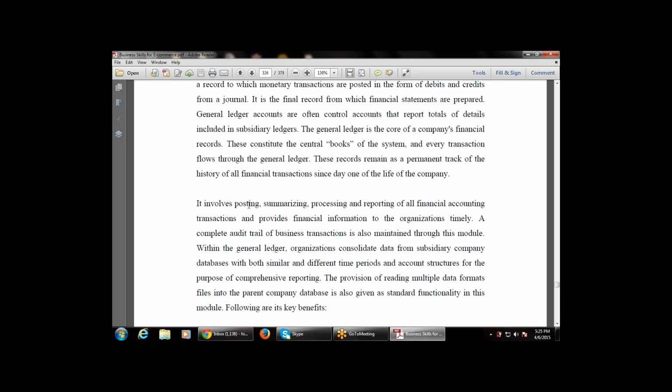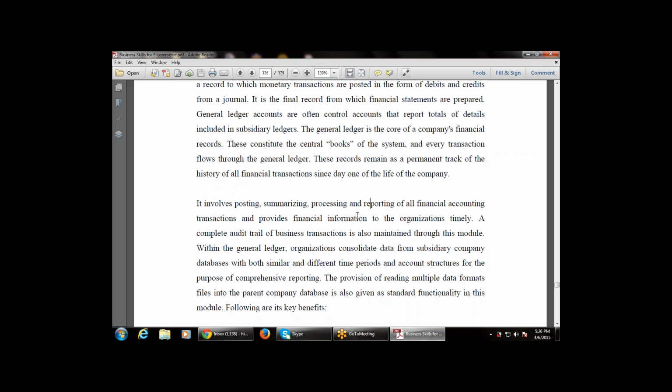It involves posting, summarizing, processing, and reporting all the financial accounting transactions and providing financial information to the organization on a timely basis. So whenever I say general ledger, that means posting, summarizing, processing, and reporting the financial accounting transactions and providing the financial information to organizations on a timely basis. A complete audit trail of business transactions is also maintained through this module.